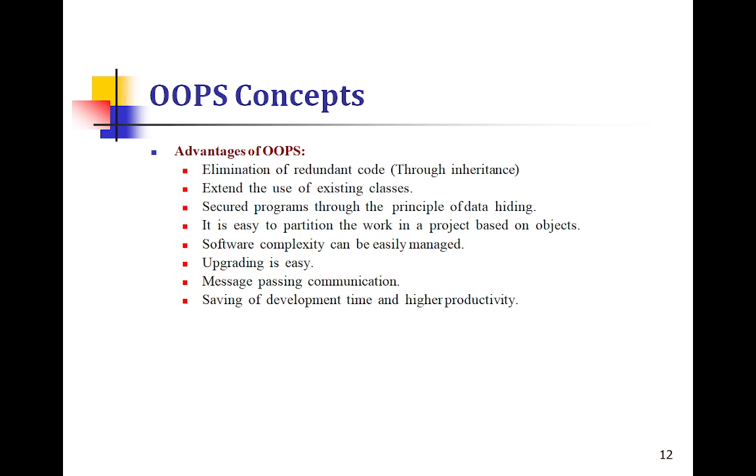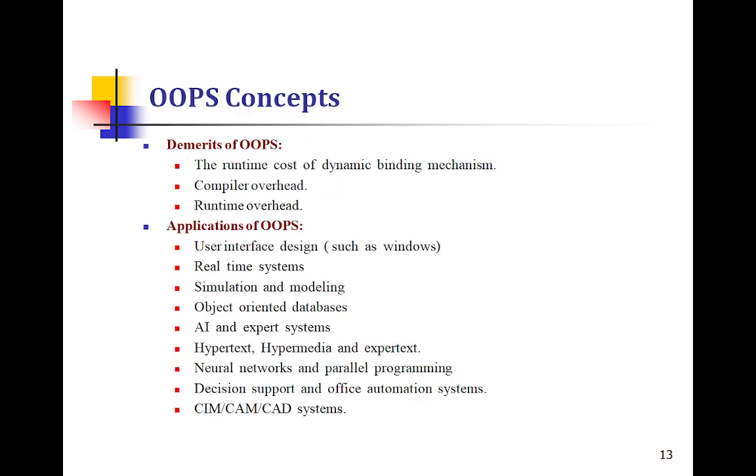So saving of development time and a higher level of productivity we can achieve. The message passing is also one of the main features. As we have discussed in the previous slide, the objects can communicate with other objects by using messages. And definitely there are demerits for the OOPS concepts. The runtime cost of the dynamic binding mechanism is more. Then compiler overhead and runtime overhead are also there.